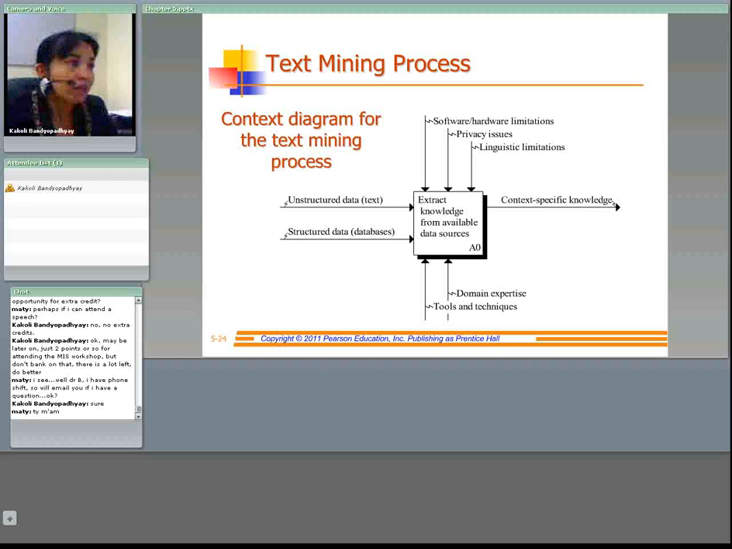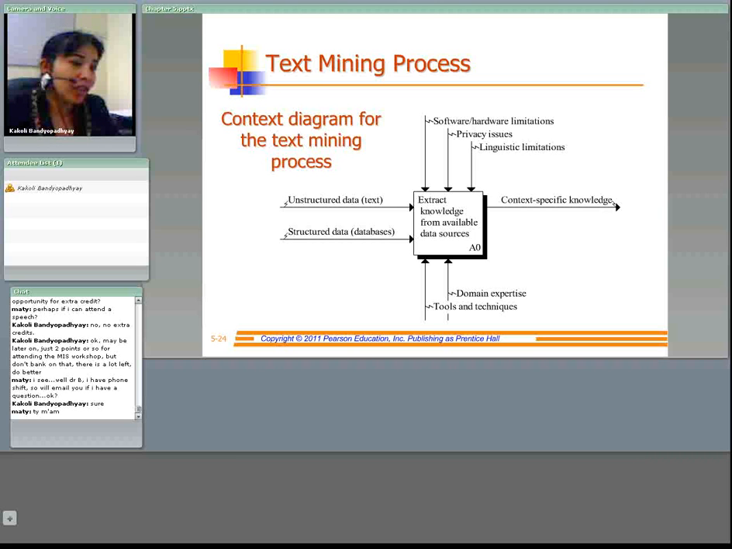These are the constraints. And then there are mechanisms like software tools and techniques available, domain expertise available, and so on. All these things work toward extracting knowledge from available data sources, and the output from the process is context specific knowledge used for decision making.